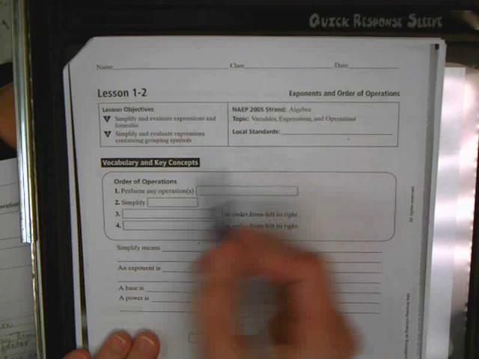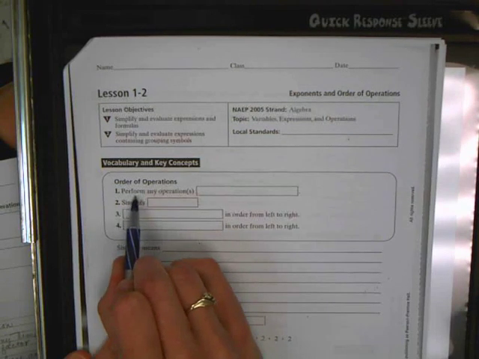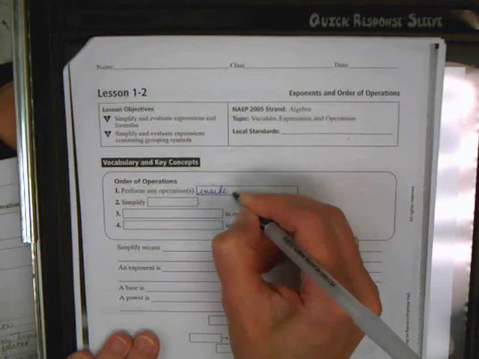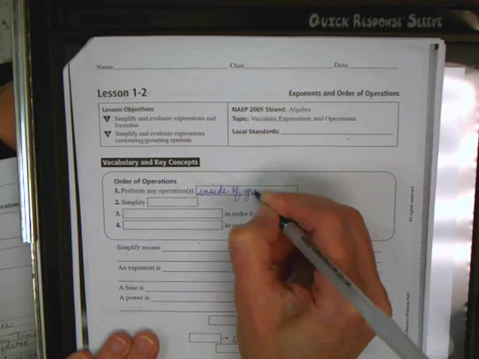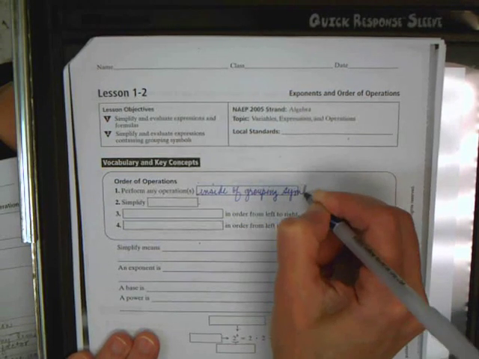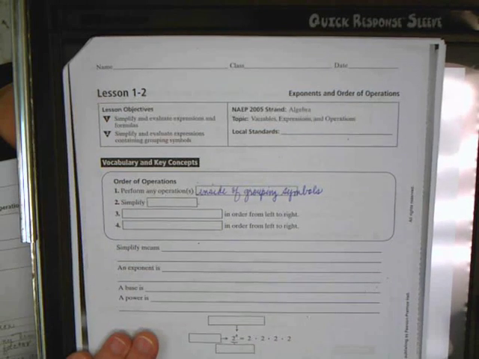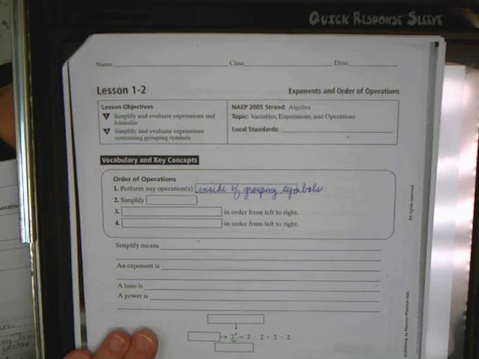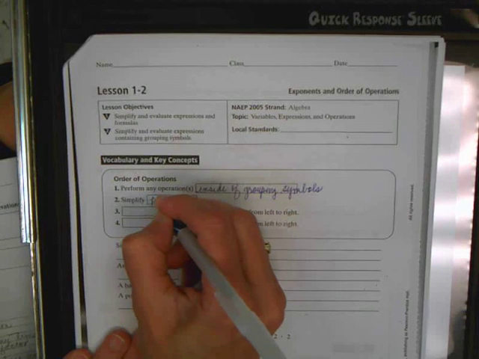Order of operations: first we always want to perform any operations inside of grouping symbols. Okay, so that would be brackets, parentheses, absolute values. Also, remember we need to take into account the division bar as well, the vinculum. Okay, next one we would simplify any powers.